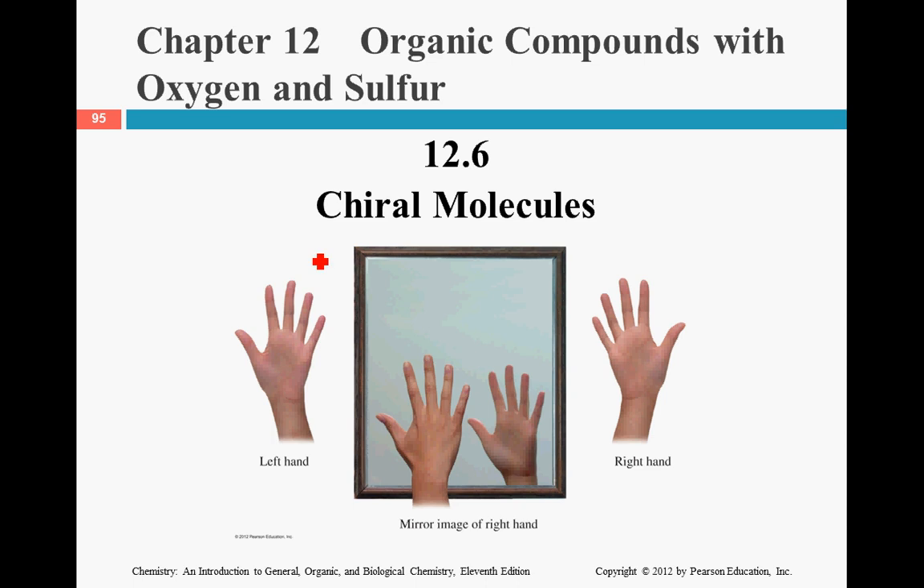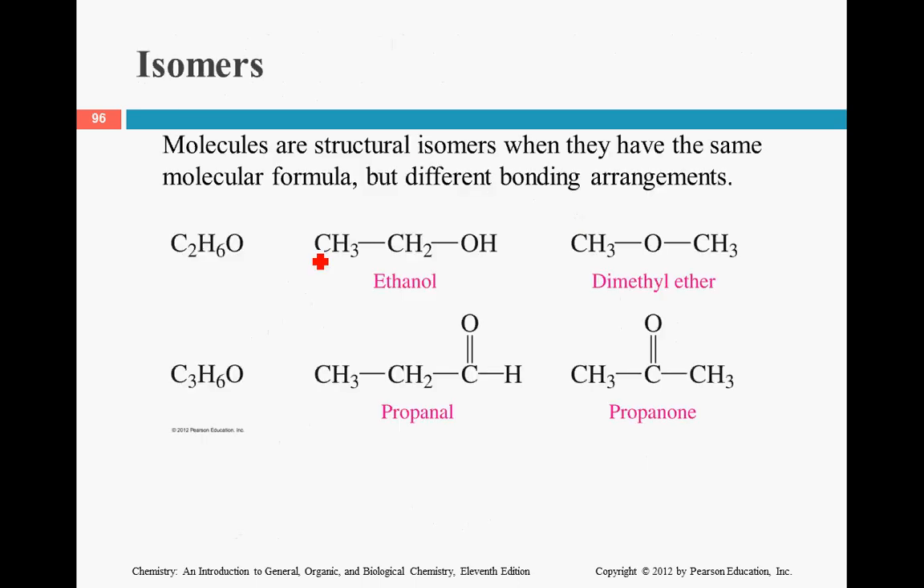Okay, we are now going to talk about chiral molecules, which is somewhat complicated. So you need to be completely focused when you're listening to this. In the past, we've talked about isomers, and we learned that isomers are something with the same chemical formula, but they arrange differently. For instance, with ethanol, there's 2 carbons.